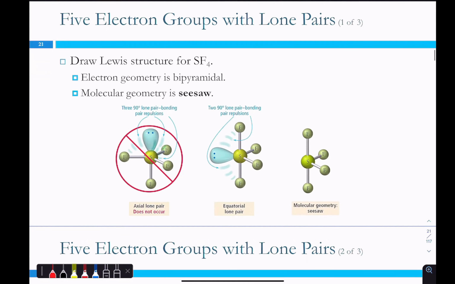Okay, so if we go to 5 electron groups, things get a little bit weird and it's a little bit harder to visualize. So SF4, and then this would also be AX4E.